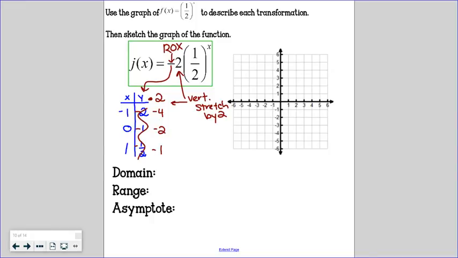Did we say the word up or down? No. So our asymptote is not moving. Draw your asymptote at 0. I don't have any other transformations to apply, so I just need to put those dots out there. -1, -4, 0, -2. 1, -1. This one got flipped over my x-axis, right? That's what ROX means, reflection over your x-axis, which is why it's down here. And you need to slow down and think carefully about your range on this one.